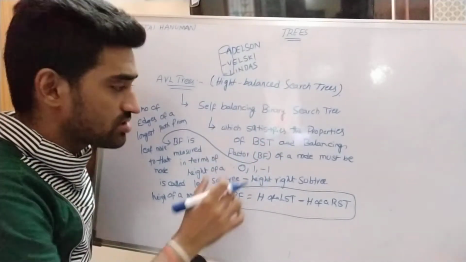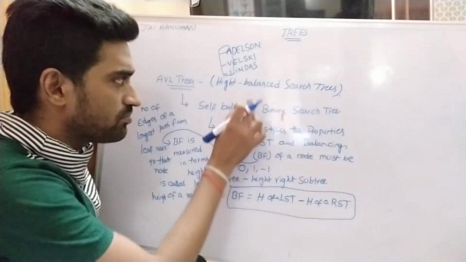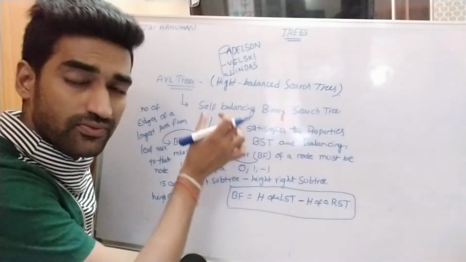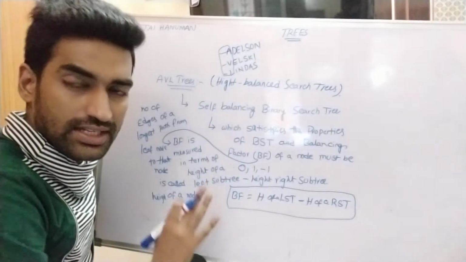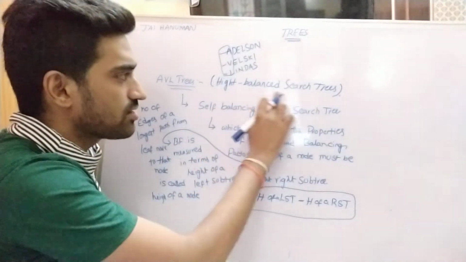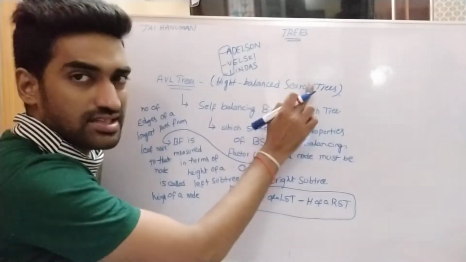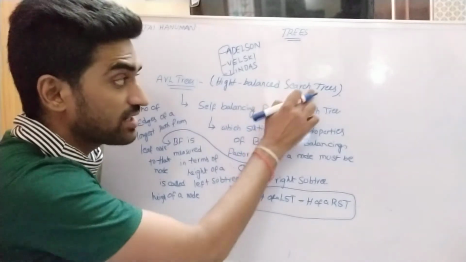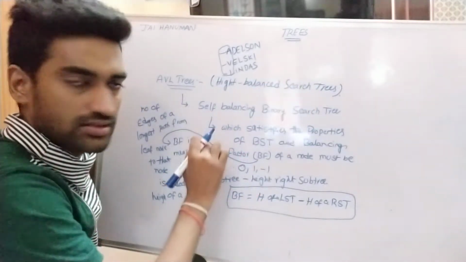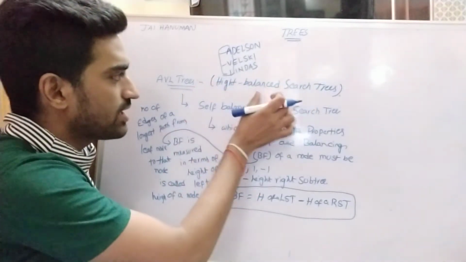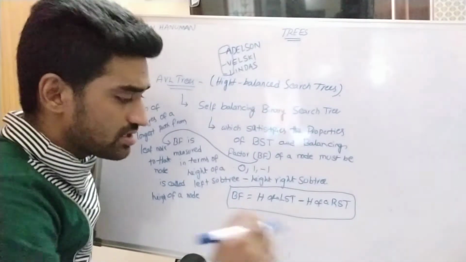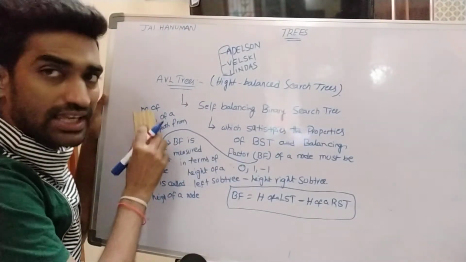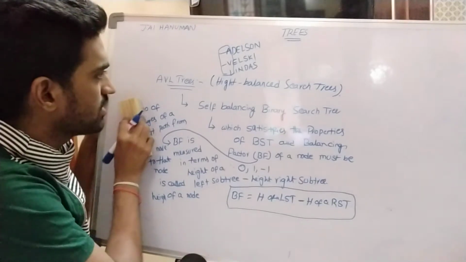Why? Because here we are balancing the height of each and every node in a tree. That's why these trees are also called height balanced search trees. It satisfies the balancing factor property as well as the binary search tree property. Here I am taking one example for an AVL tree.